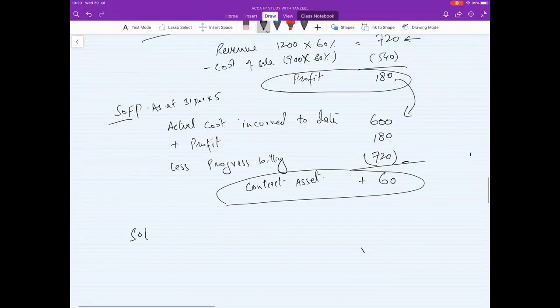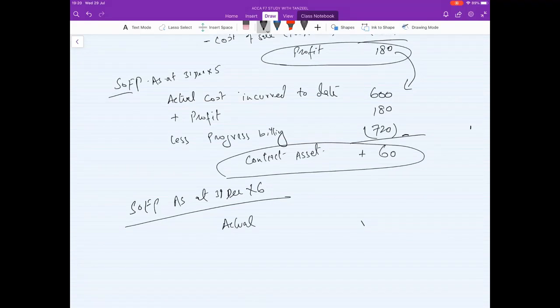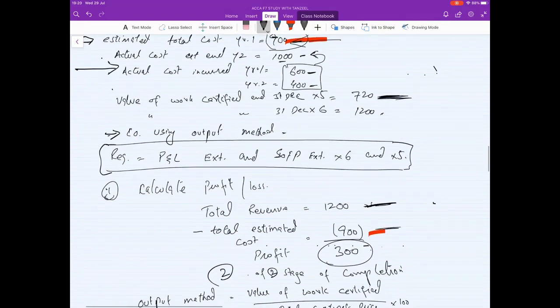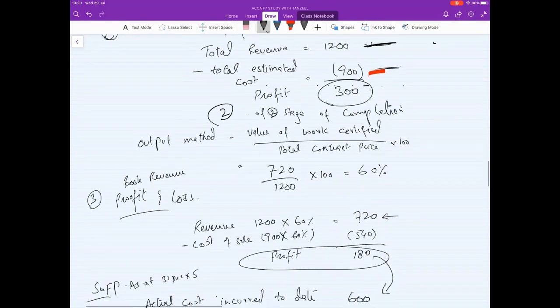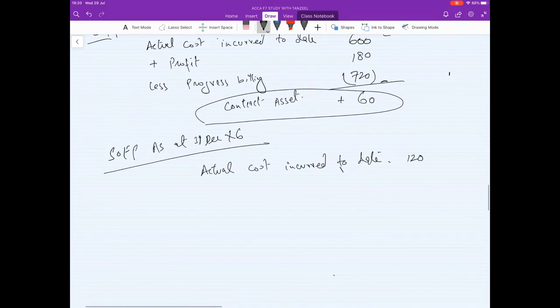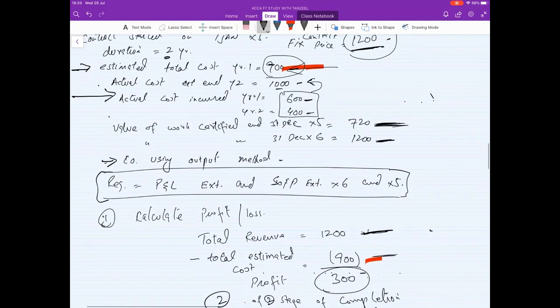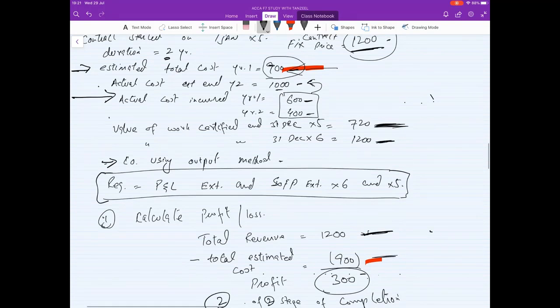Let's make the SOFP for next year. SOFP as at 31st December X6. So same, actual cost incurred to date, how much has already been incurred by the end of year 2. Sorry, let me see, it was work certified. So by the end of year 2 the cost is 1000.